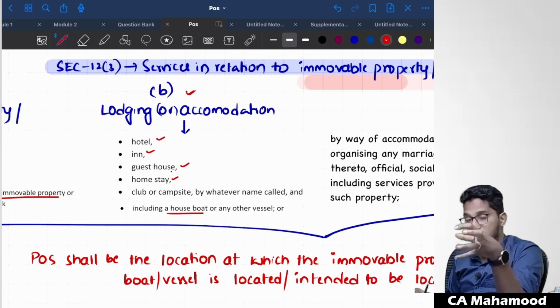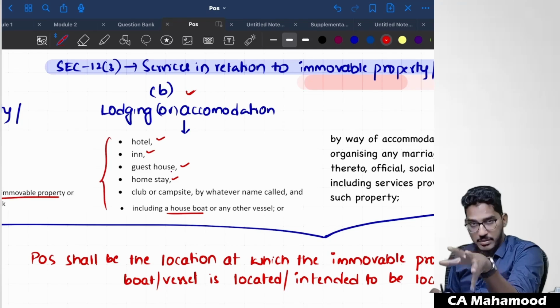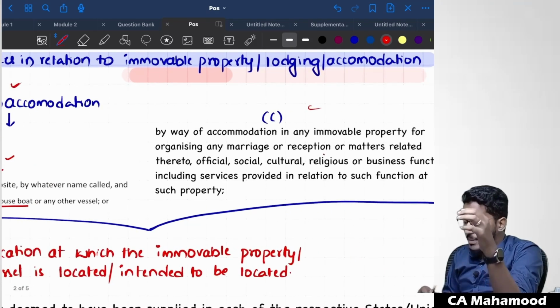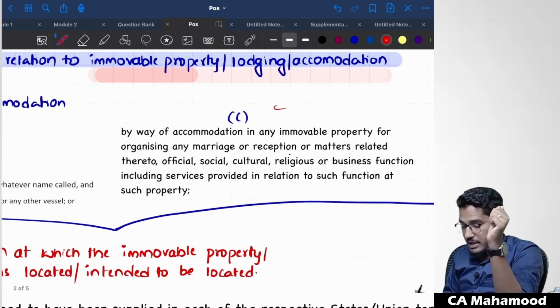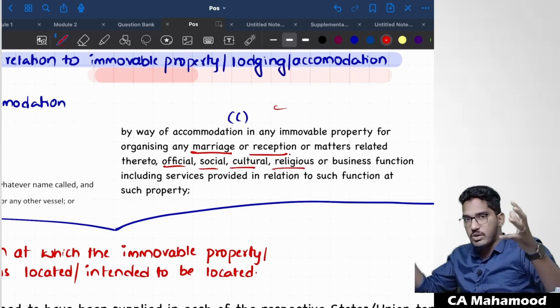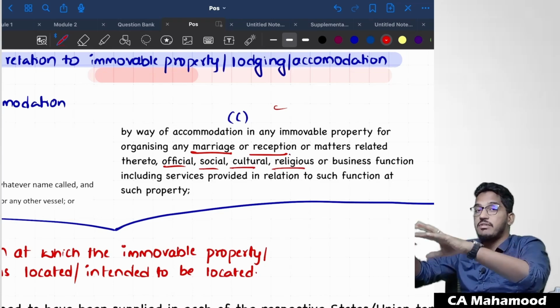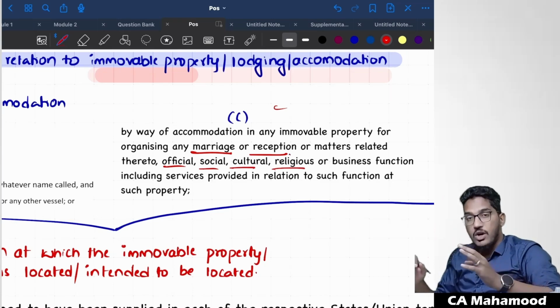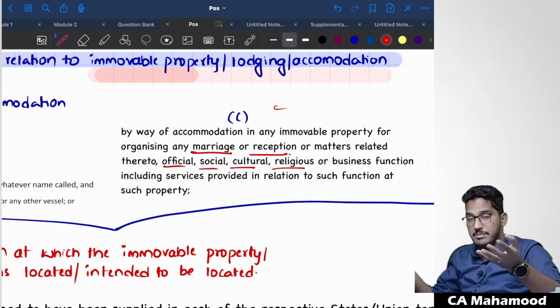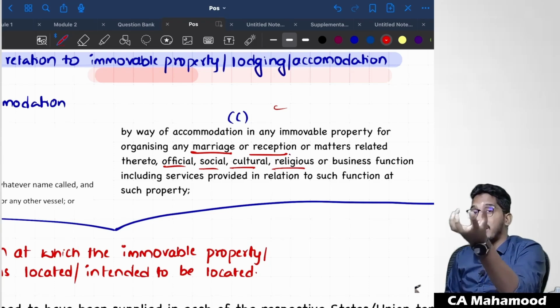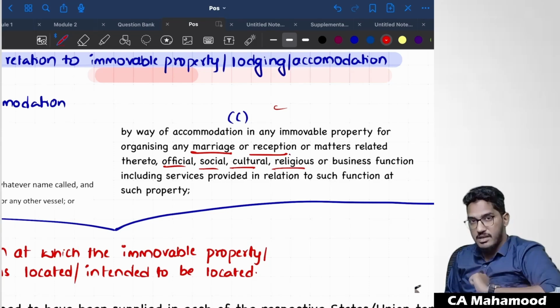If you are providing lodging or accommodation services in any of these premises, or by way of accommodation in any immobile property for organizing any marriage or reception or matters related thereto, that could be official, social, cultural, religious or business function. For example, I'm having one big ground, some 3-4 acres of land. That land I'm giving to someone for conducting a marriage or ceremony, or for religious activities. I'm giving that immobile property on rent for conducting some religious ceremony there.